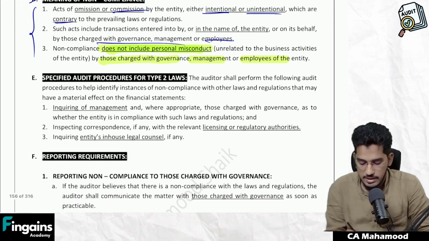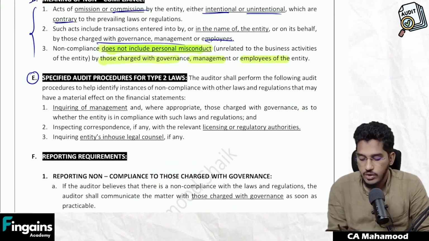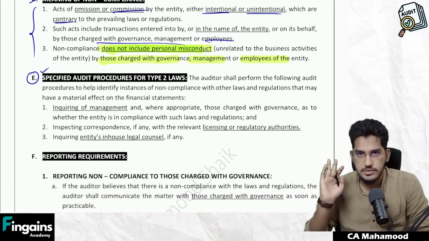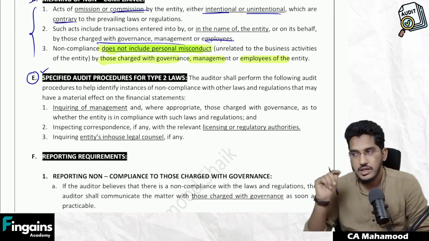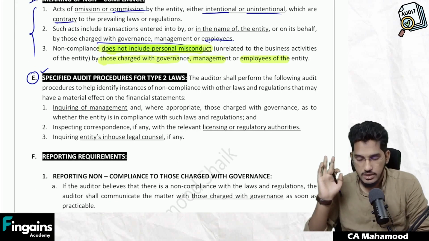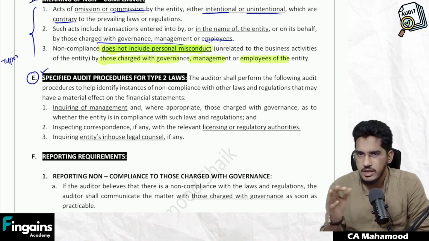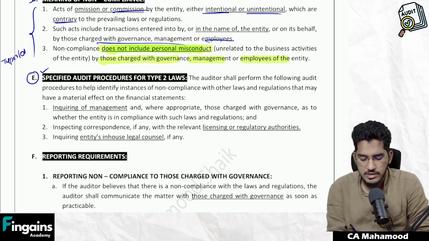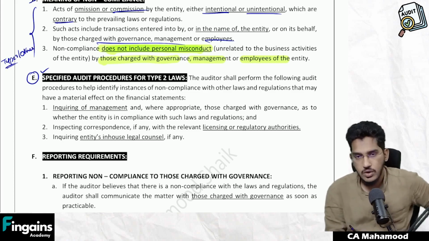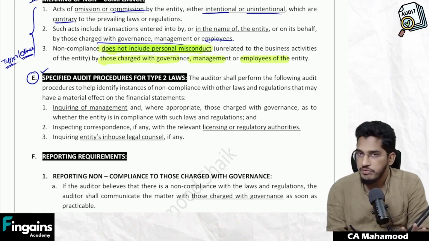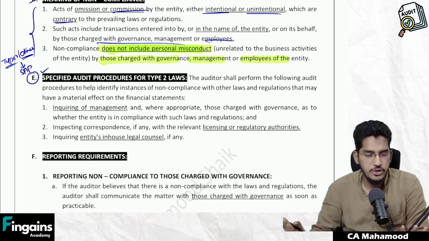Now, let us come to the next point. Specified audit procedures for type 2 laws and regulations. See, this is what I was mentioning. In our conceptual understanding, I told that when it comes to type 2 laws and regulations, the other name for which is other laws and regulations, we need not perform in-depth audit procedures. What we should do is only perform specified audit procedures or limited audit procedures.